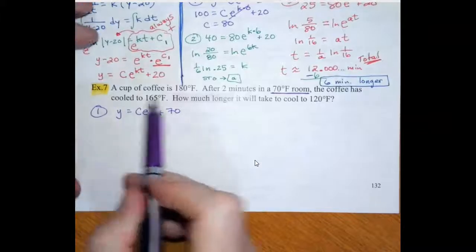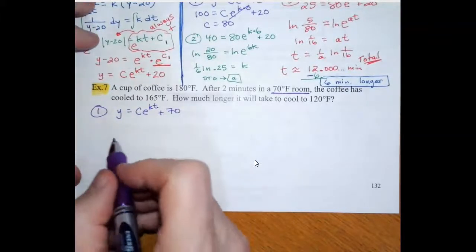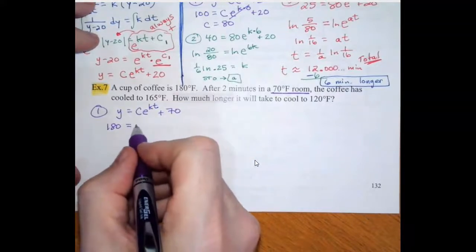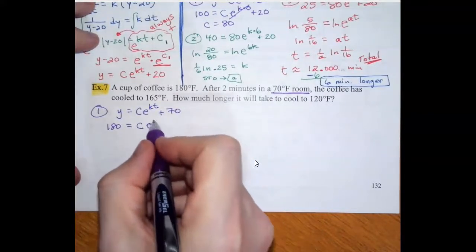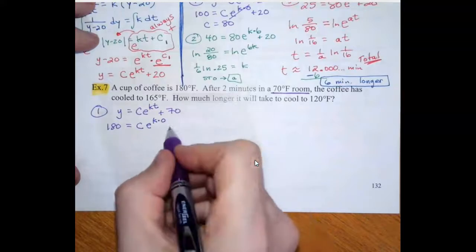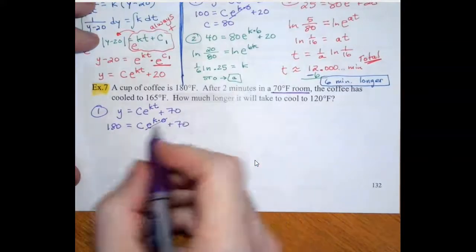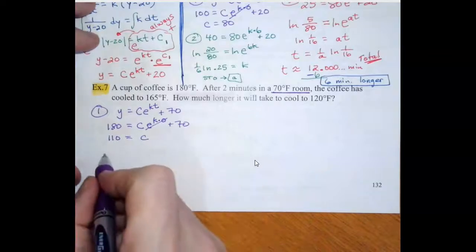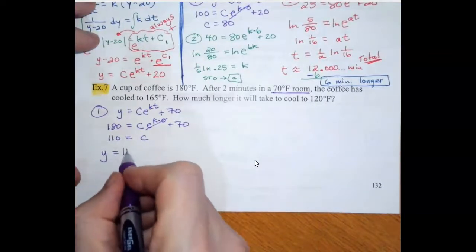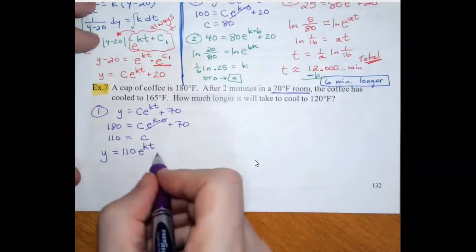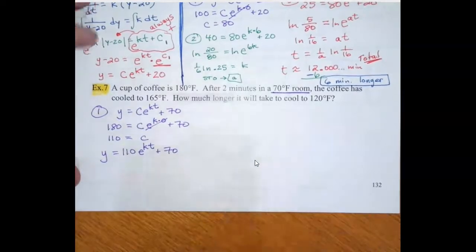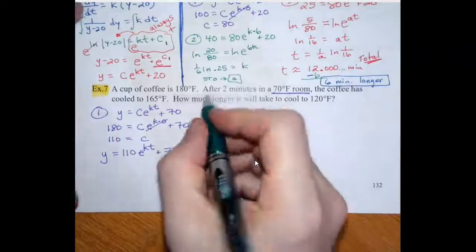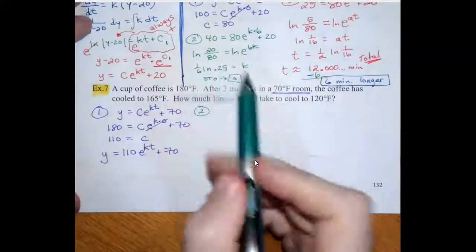Okay, so the cup of coffee starts off at 180. So we have 180 equals, and remember step 1 is to find C, and we're starting off at time 0. So that's going to be 110. So C is 110. Now I could do one more step here and actually write that out as the equation so far. I didn't have a lot of space up there. So that's where we're at right now. We found C. Okay.